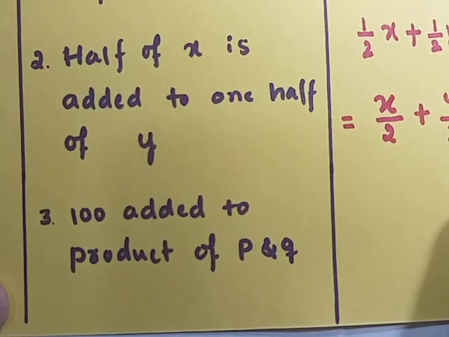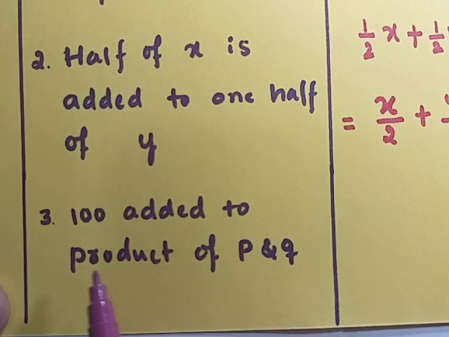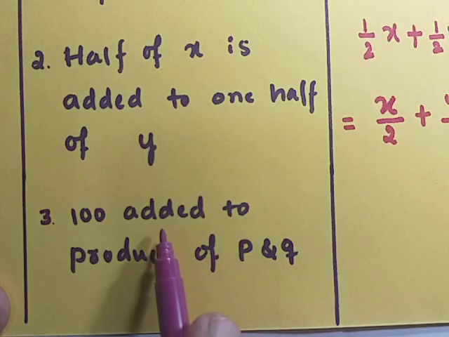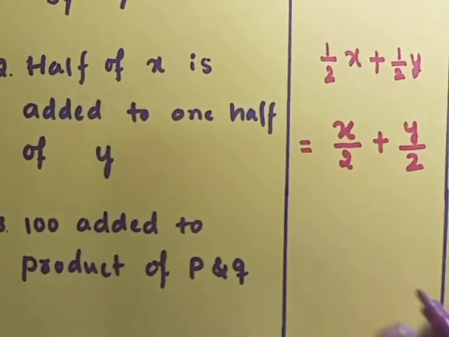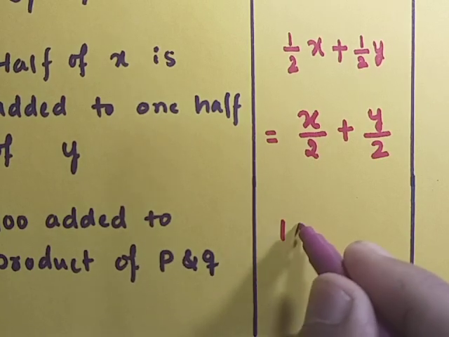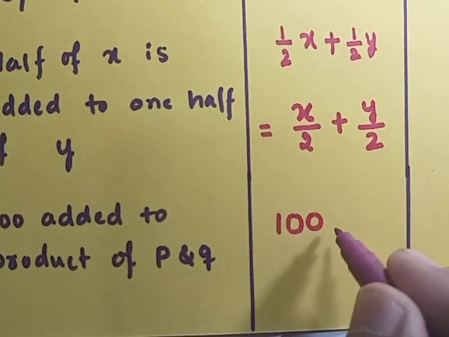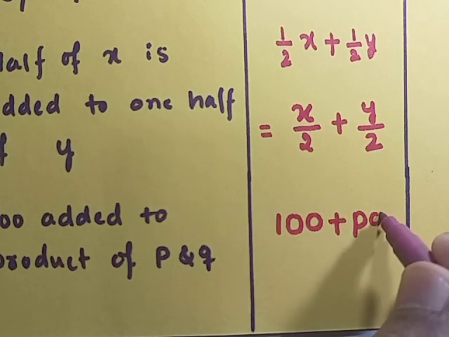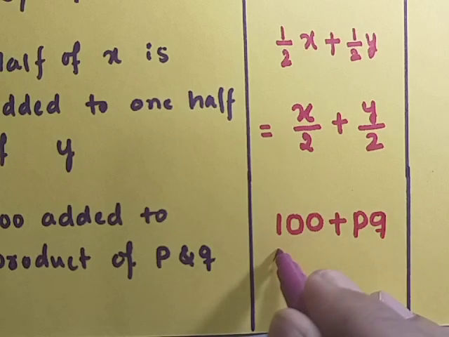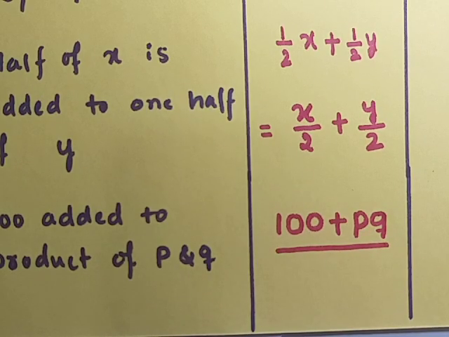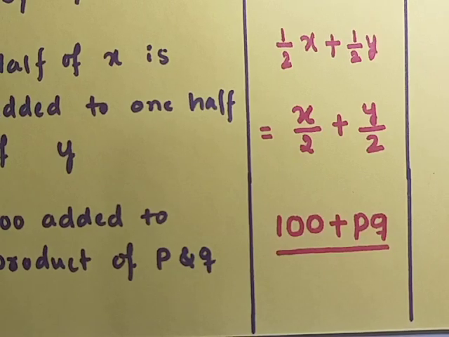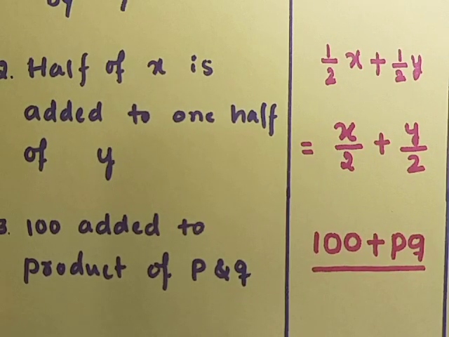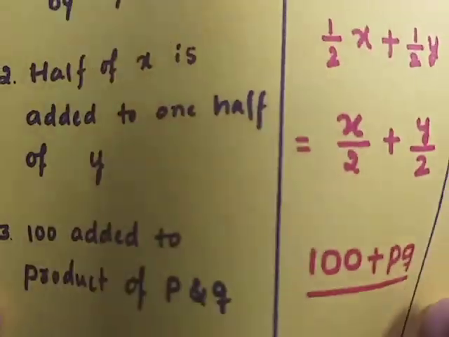We'll take one more example. 100 added to the product of P and Q. That is a simple one. 100 plus, that is added to the product of P and Q, that is PQ. This is how we obtain this algebraic expression. So, simple statements must be converted into mathematical statements. If this is understood, the rest of the things will automatically follow.